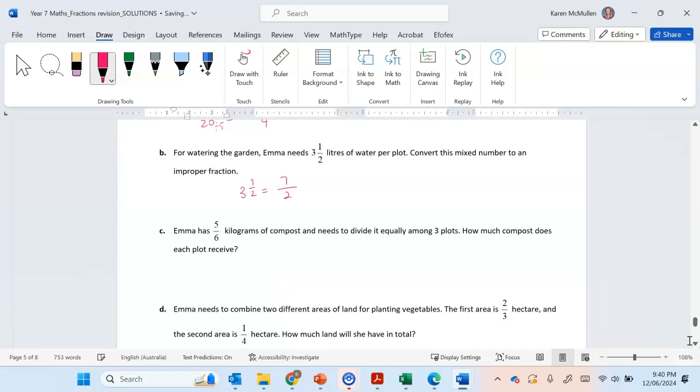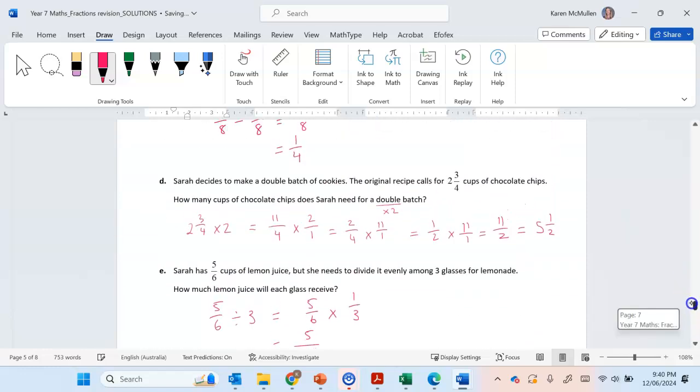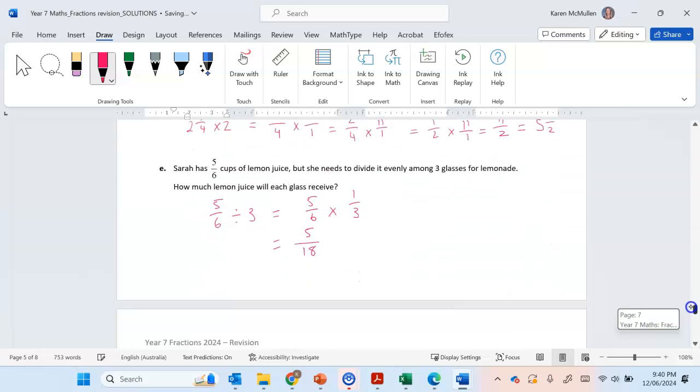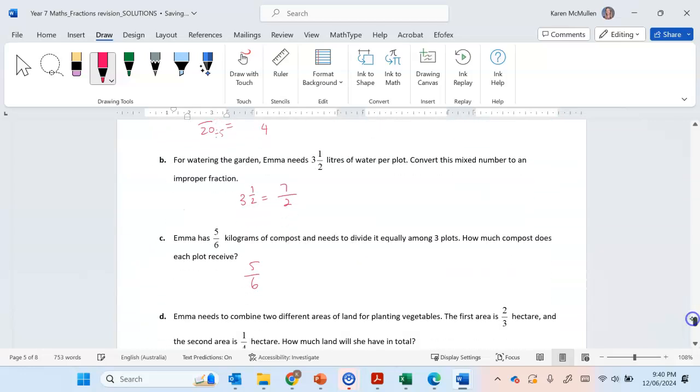There we go. Emma has 5/6 kilograms of compost and needs to divide it. Oh, did we just do this question before? Or was it a different one? Feel like the fractions are the same, different questions. It is the same. Oh well, let's do it anyway. Divided by 3. All right, so remember we keep, we change, and we flip, guys. So that's where we're going to get 5/18.